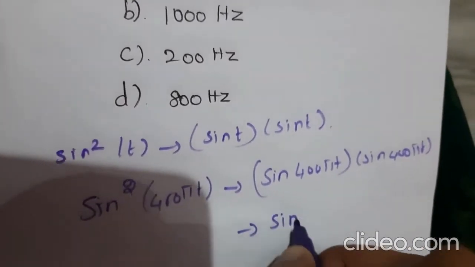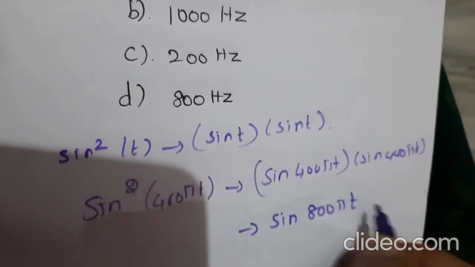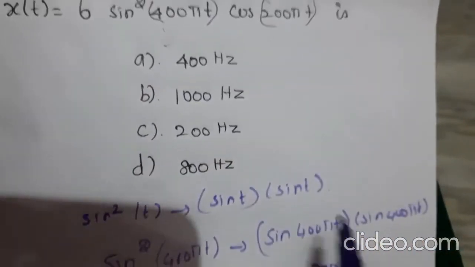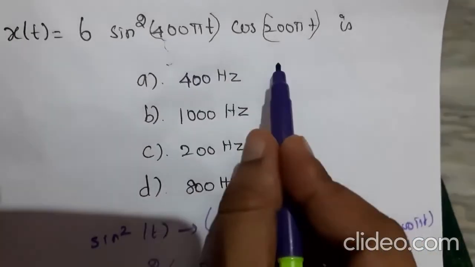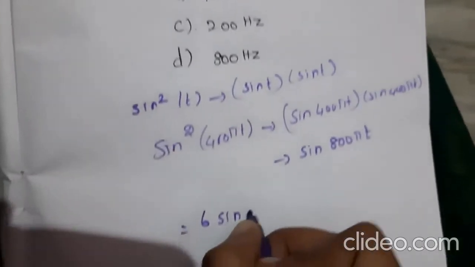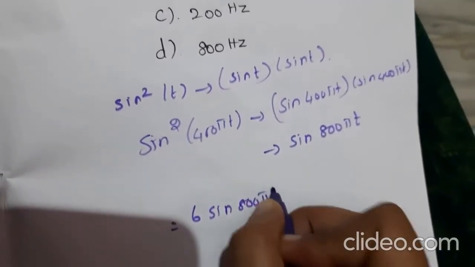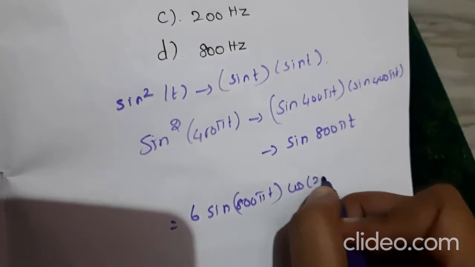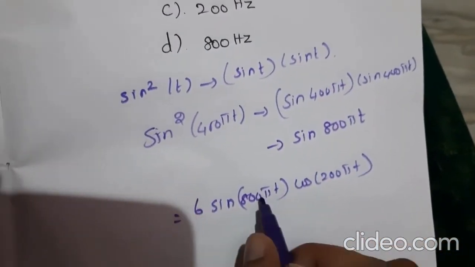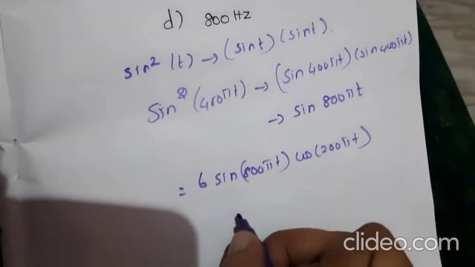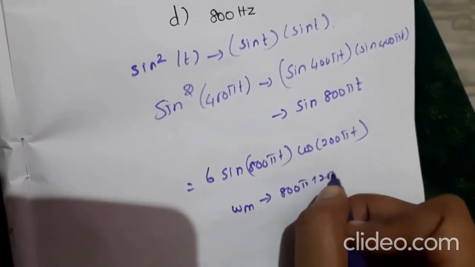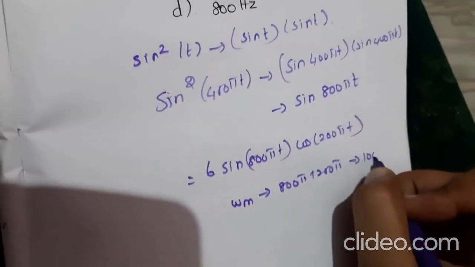So this becomes sine 800 pi t. 400 plus 400, this becomes 800 pi t. So again this is a multiplied signal. So now the signal becomes 6 sine 800 pi t into cos 200 pi t. So again this is a multiplied signal, so you have to add these two values. So omega m becomes 800 pi plus 200 pi. So the answer is 1000 pi.